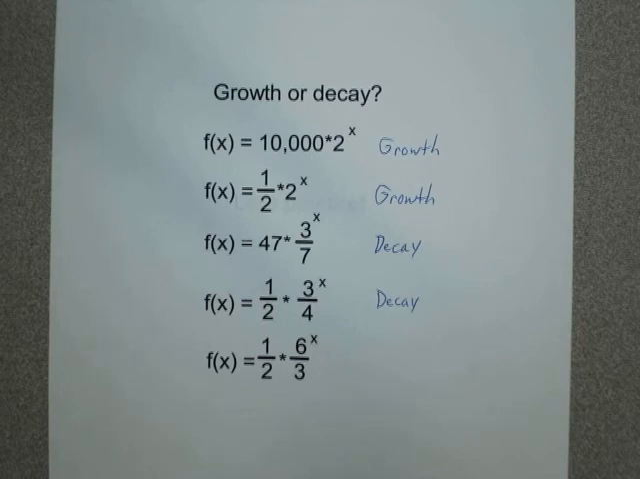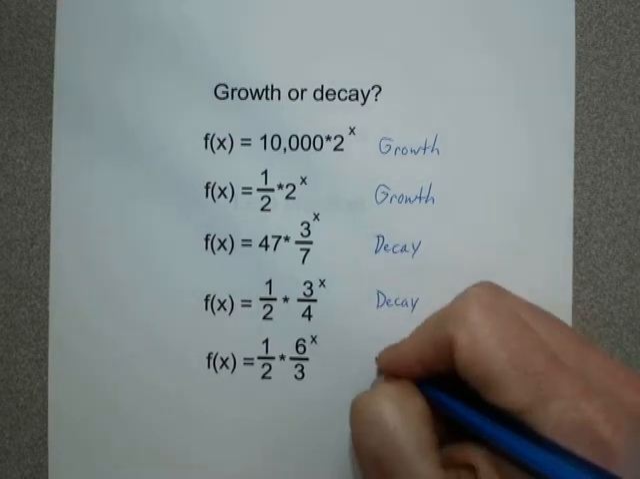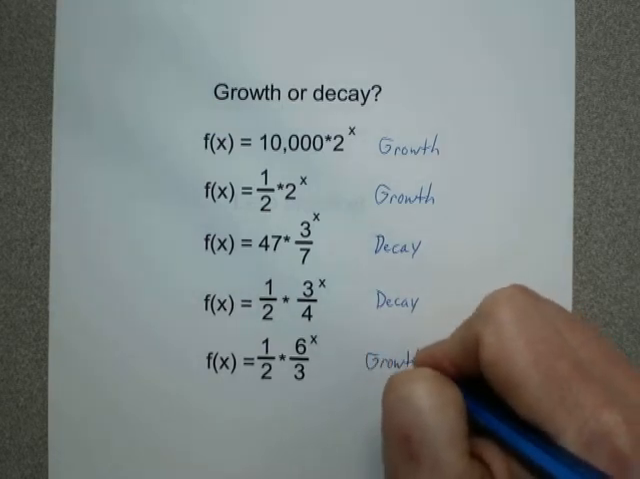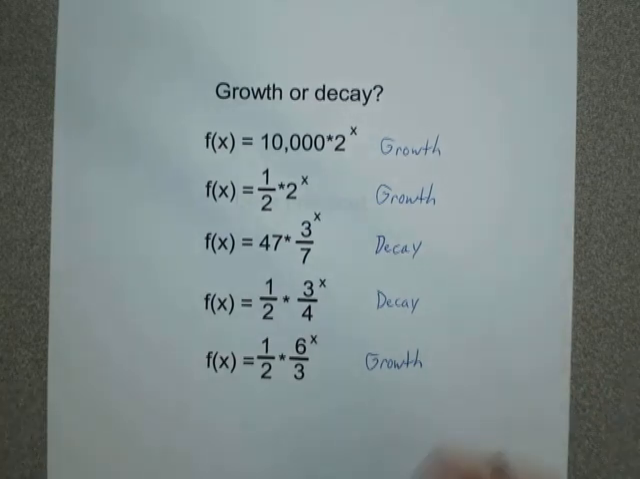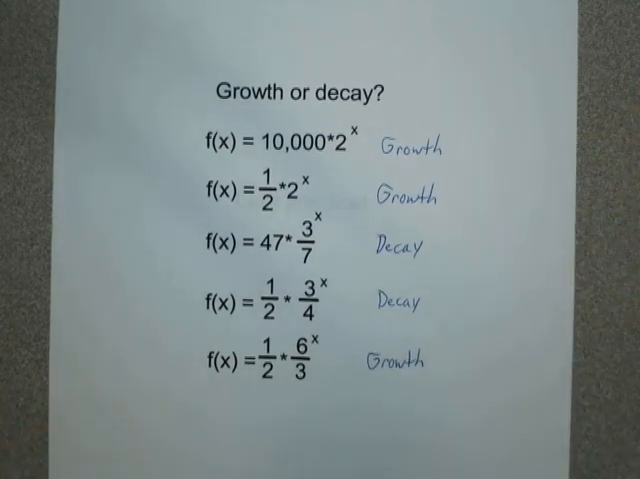We'll talk about it. And in the final one, we have 1/2 times 6/3 to the power of x. And this is not obvious at all, right? Because probably you said it's decay, but this one is growth. So what is going on here? Why are these three growth and these two are decay? Because it's hard to look at this and wrap your brain around what's going on.